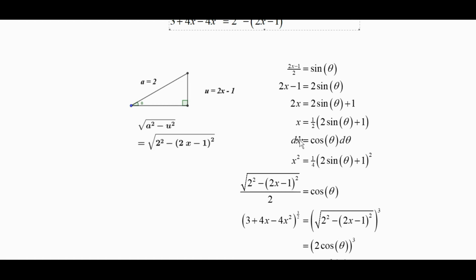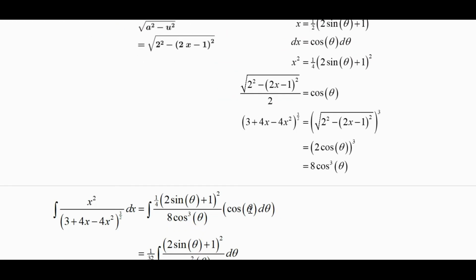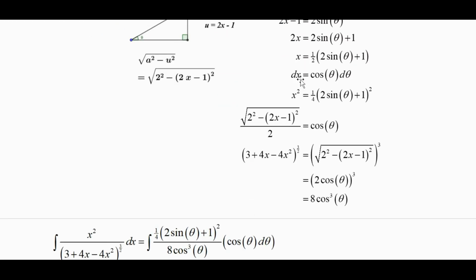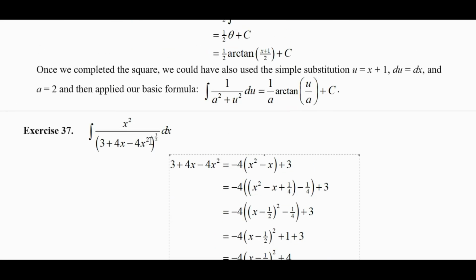Now notice if you take x squared, which we also had in our original, we've got to figure out what that is. Since we know what x is, we can square it. X squared is the square of this, which will be 1/4, parentheses 2 sine theta plus 1 quantity squared. Now, we have the square root in there somewhere. Well, we have this to the 3 halves, which is like the third power and a square root. So let's do the square root first.